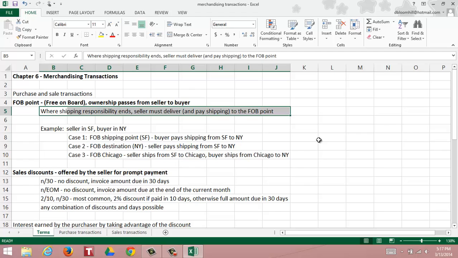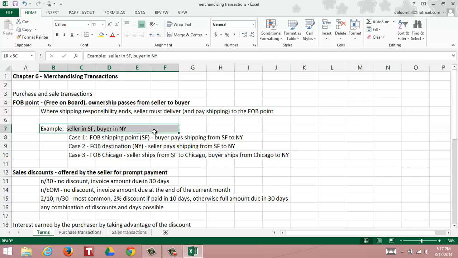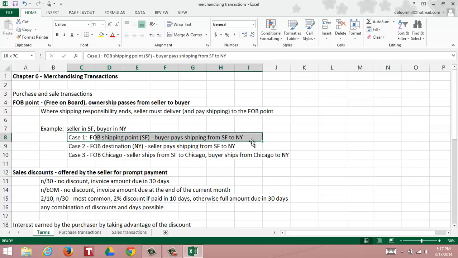So let's look at a couple of examples. Let's say, for example, that you have a seller in San Francisco and a buyer in New York. In case 1, if the FOB point were the shipping point, that would be San Francisco. In that case, the buyer would be required to pay the shipping from San Francisco to New York and would own those goods during the journey.